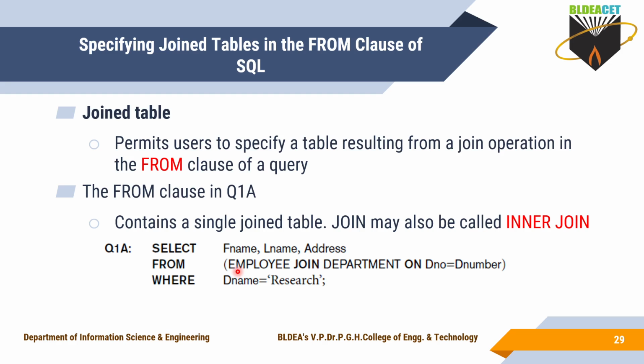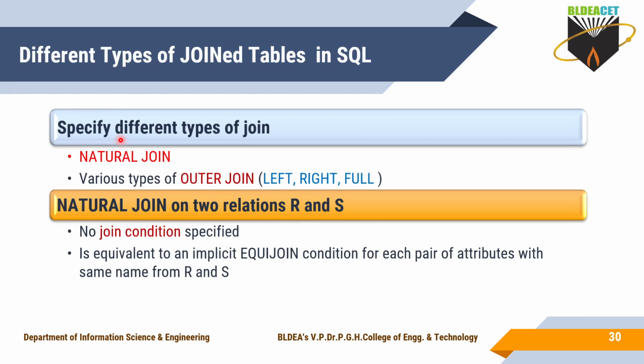So this is the syntax. First you specify the first relation name, the table name, then the join operator, that is the join keyword, then department, and on which condition. In one table that attribute must be the primary key, and in the other table that attribute must be the foreign key. In this way you can join the two tables, and the joining condition you specify in the from clause.